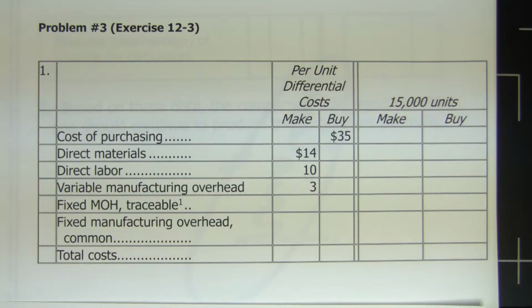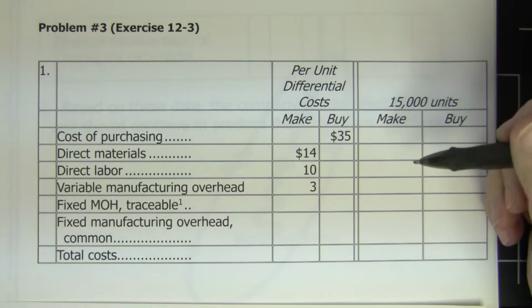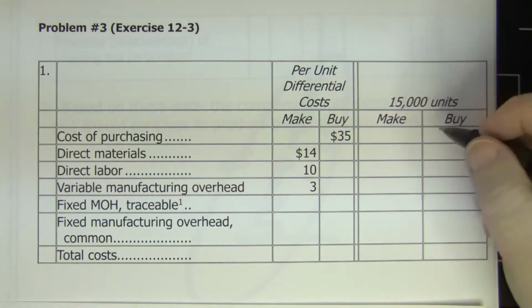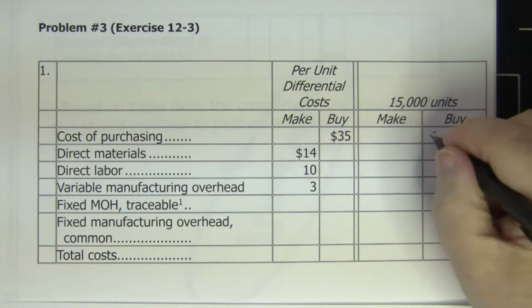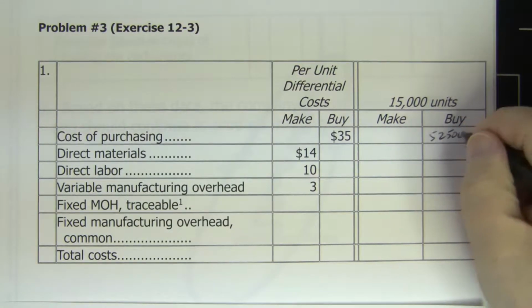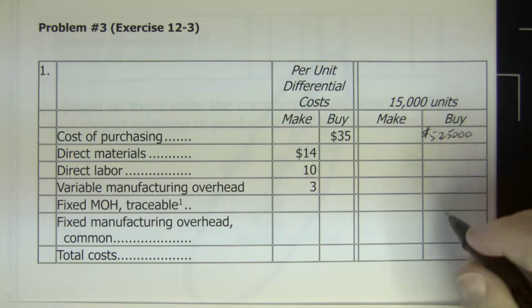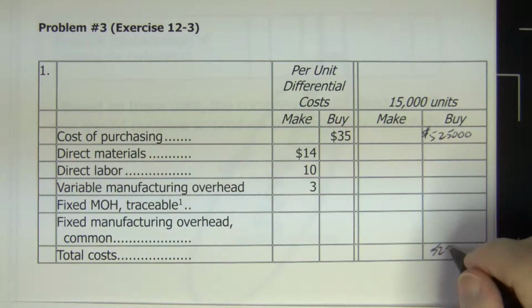So if we buy it, it's $35. We know that. And if we buy 15,000 units, 15,000 times 35 is $525,000. So if we buy it, that's how much our cost is going to be. $525,000.